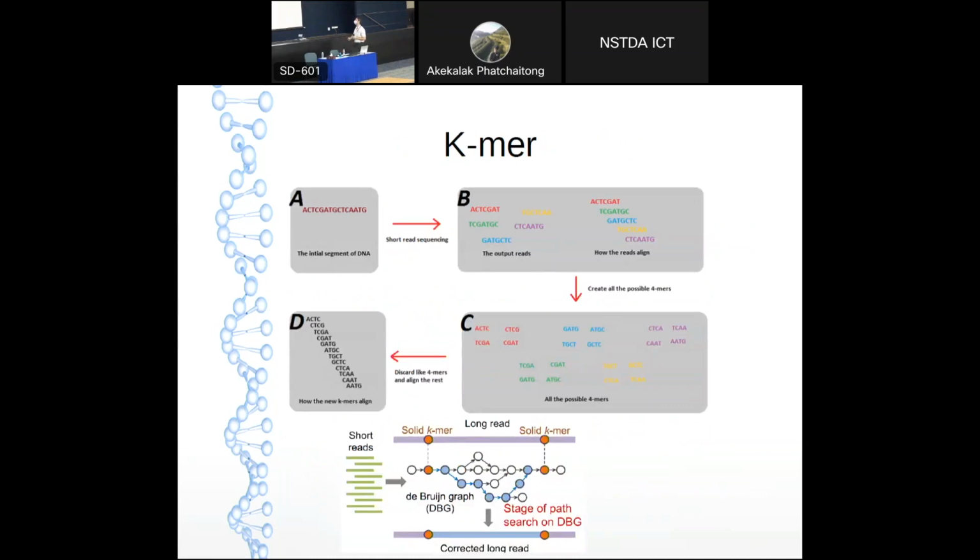Okay, so this is what a k-mer is. If this was the initial segment of DNA, and we do short read sequencing of that, we get each of these shorter overlapping reads.